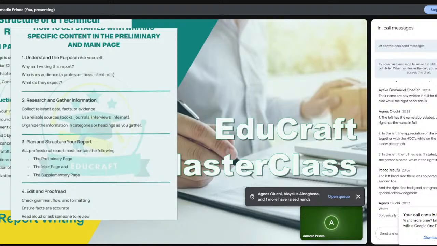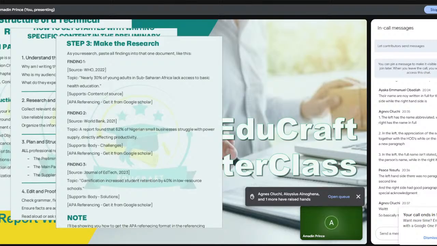Now, you also understand how to write specific content in the preliminary page and in the main page. You will understand it. I'll be showing you a live demo just as the way I showed you how to install it too. Then we also make the research. I'll be showing you how to make a research.